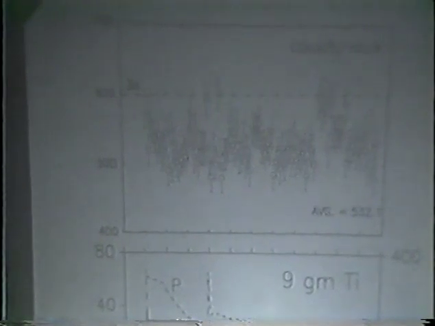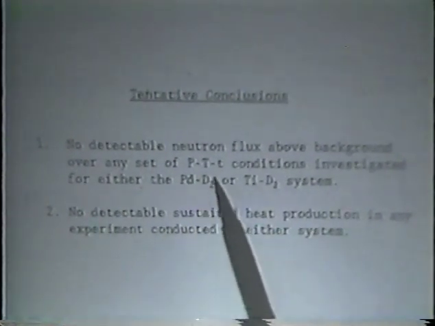We haven't reproduced it, but the cell is still assembled, and we will do that as soon as I get back. And so our tentative conclusions based on our studies so far is that we've seen no detectable neutron flux above background over any of our sets of pressure, temperature, time conditions investigated in either system.